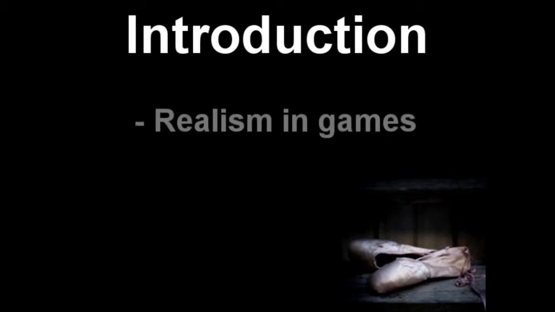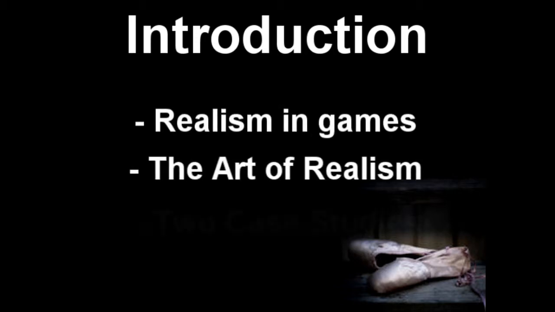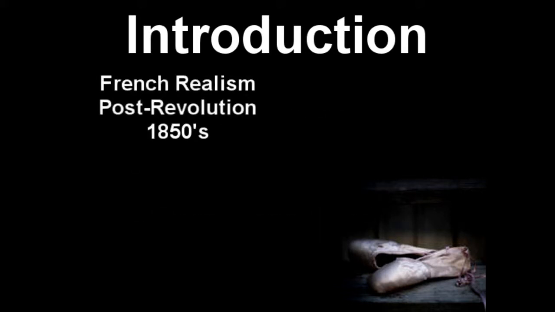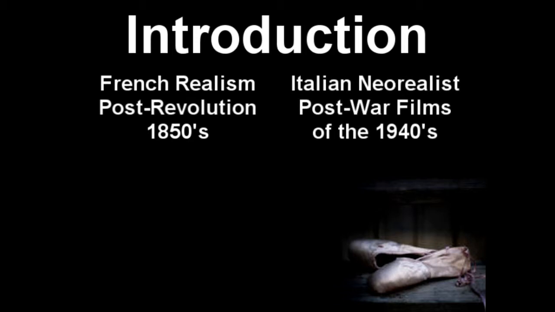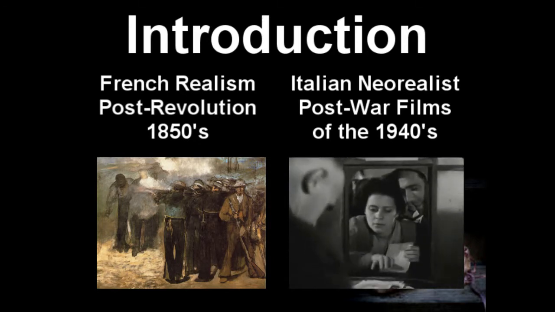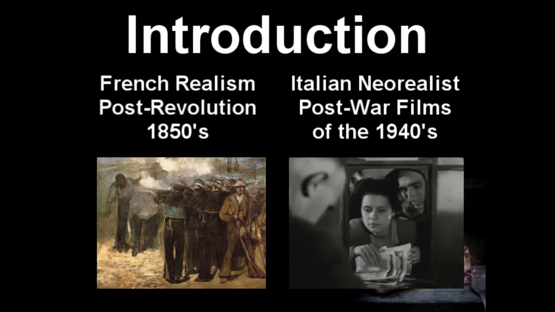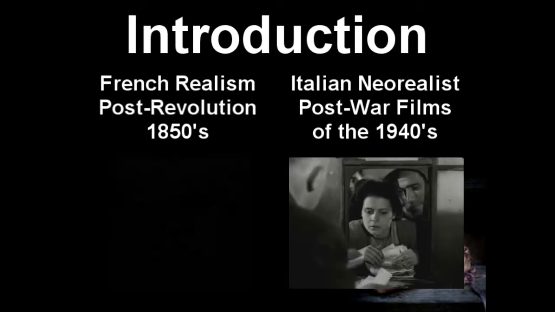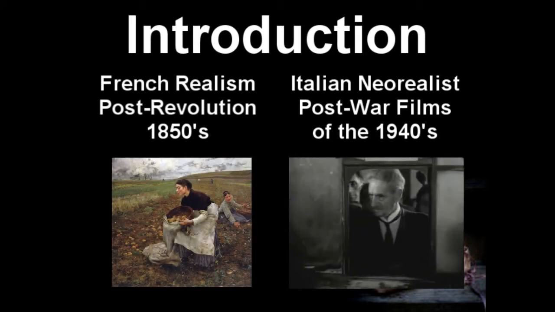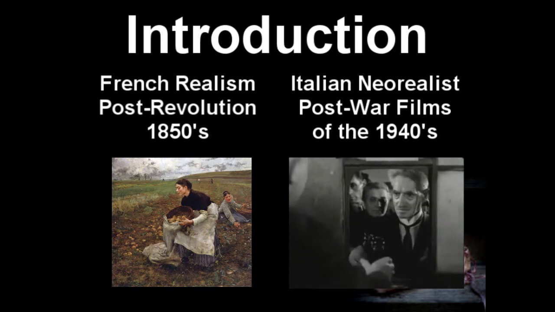So over the next 15 or 20 minutes, we're going to look at realism in games, what this means for the art, and in particular, we're going to be looking at two case studies, the French paintings after the French Revolution in the 1850s and Italian neorealist films of the 1940s. We can do this to help us better understand our own art and get some new ideas because we're looking at the way in which those art forms evolved, the way that they began and the way that they're discussed and the way that the vocabulary was built.